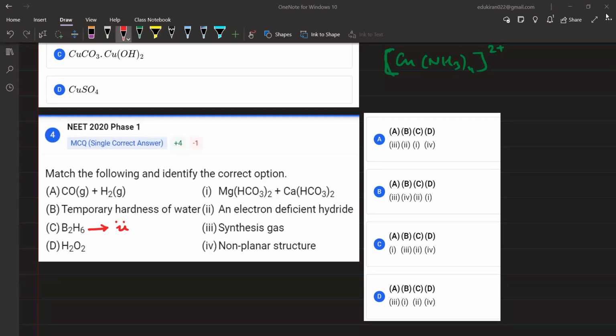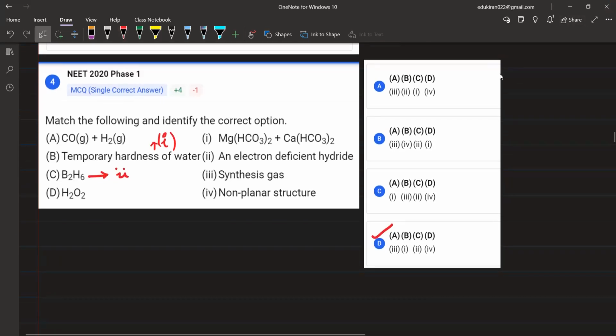The temporary hardness it says is with Mg2 plus and Ca2 plus, right? This is going to be 1. So where is B1? It is in the D option. Also write the structure of H2O2. The structure of H2O2 is you have 2 oxygens like this. There is a hydrogen which is behind the plane, and then we have 1 hydrogen which is outside the plane.